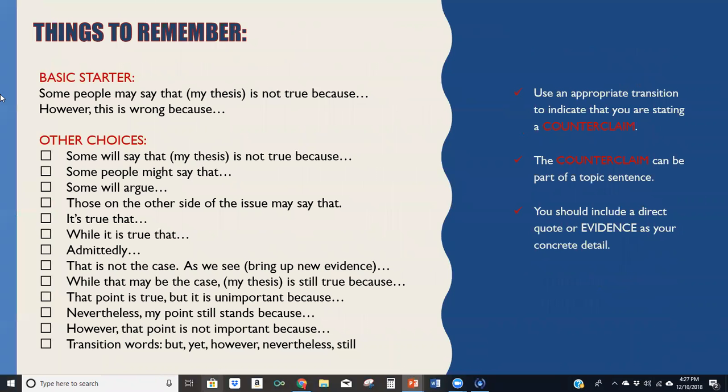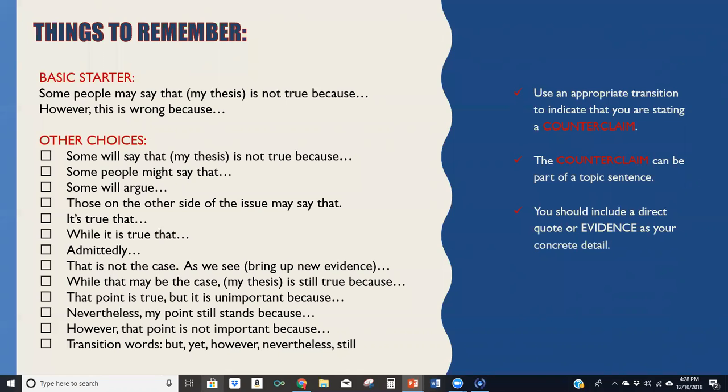So the basic starter, which is where I recommend most students start, is some people may say that, and you state your thesis, what your claim is. Some people may say that Santa is not real. Some people may say that pineapple belongs on pizza. So some people may say that pineapple does not belong on pizza would probably be the way you would say that, because pineapple is a fruit. However, this is wrong because pineapple just makes it sweeter and more delicious, if that's going to be your argument.